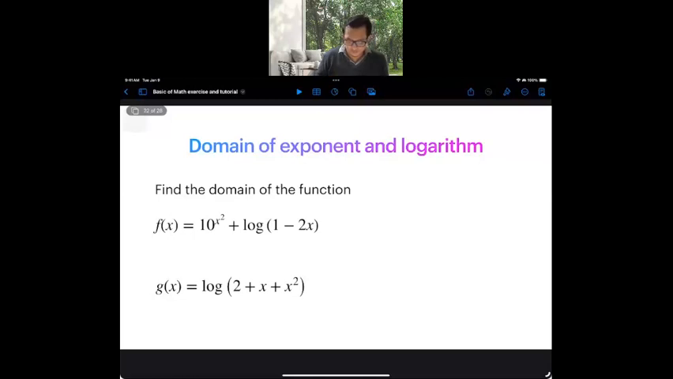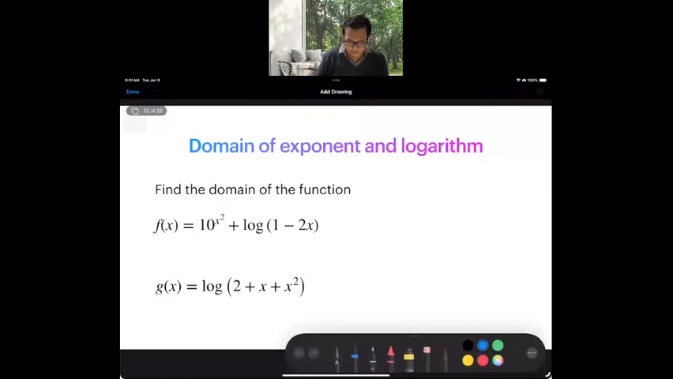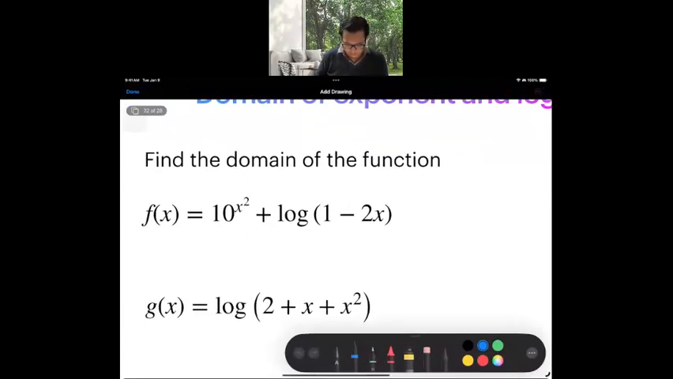So I think I will just give you the first one here. The 10 to the power of x squared is supposed to be a positive component, right? So everything can be input. Every x can be input there, so no worry. The one that should be worried about is this one.